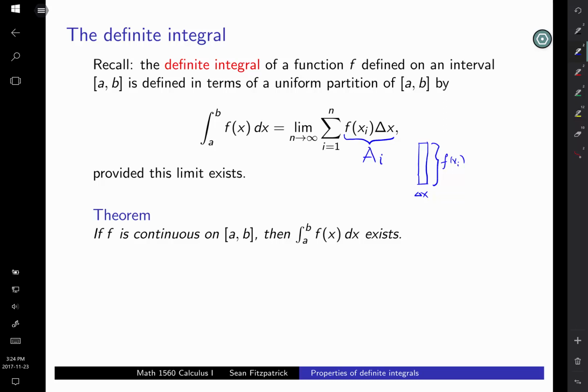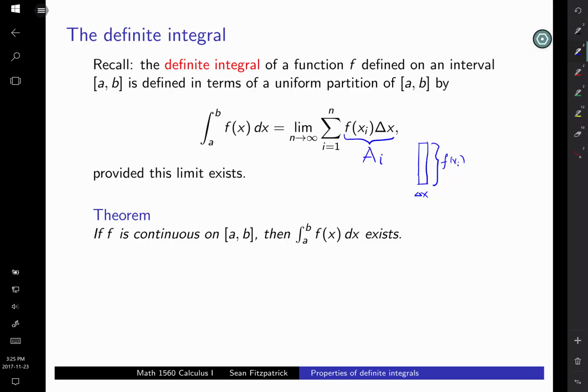Also remember that if f of xi happens to be negative, then that particular area contributes a negative value to the sum, right? So it's a signed area computed by the integral. Now the first basic property, an important one, is that the integral is guaranteed to exist for every continuous function. So pick any function, doesn't matter how weird it looks, as long as it's continuous, you are guaranteed that that integral exists.